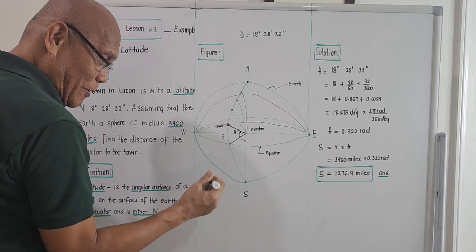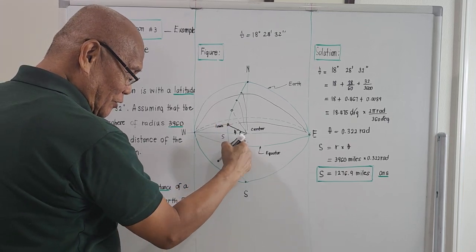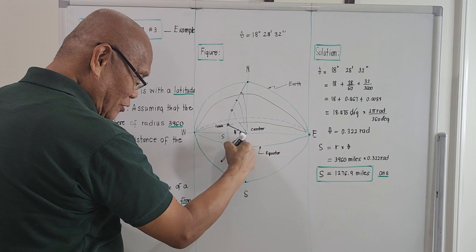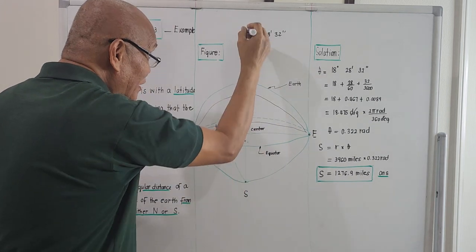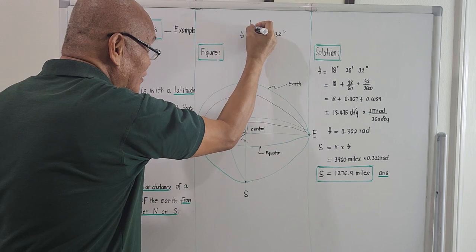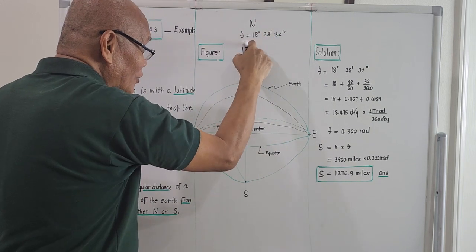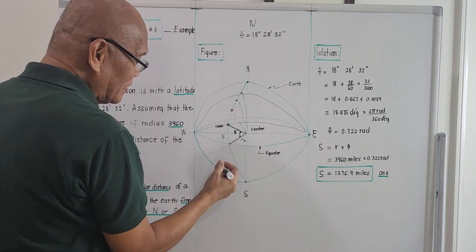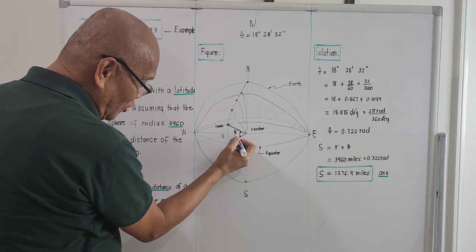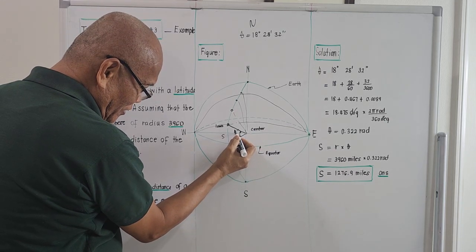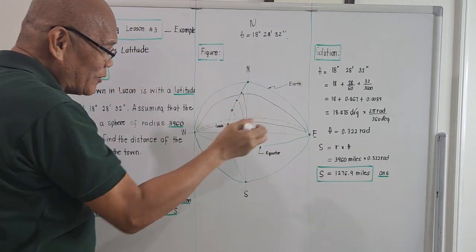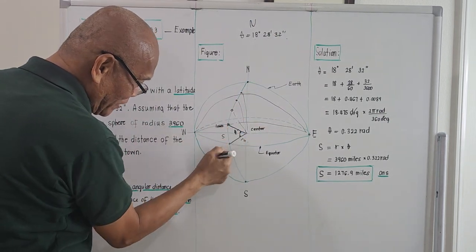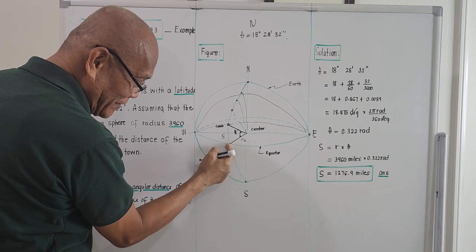According to the given problem, the latitude moves from the equator going to the North Pole, because this is north, north 18 degrees 28 minutes, right? The angle is only a small one. Theta is equal to 18 degrees 28 minutes 32 seconds. So meaning to say the town is very near the equator.